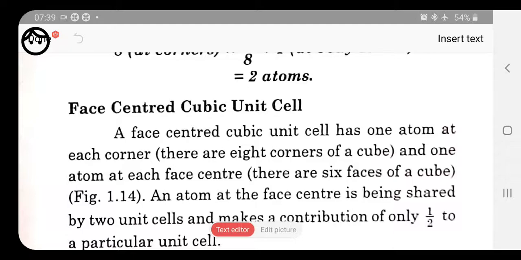Here in the face center, we are talking about only cubes, and cubes have the same edge, and each cube has 6 faces. Because here we are talking about the face, constituent particles are present at the faces along with the corner, because in every unit cell constituent particles should be present at the corner. So in the face center, along with the corner, constituent particles are also present at all 6 faces.